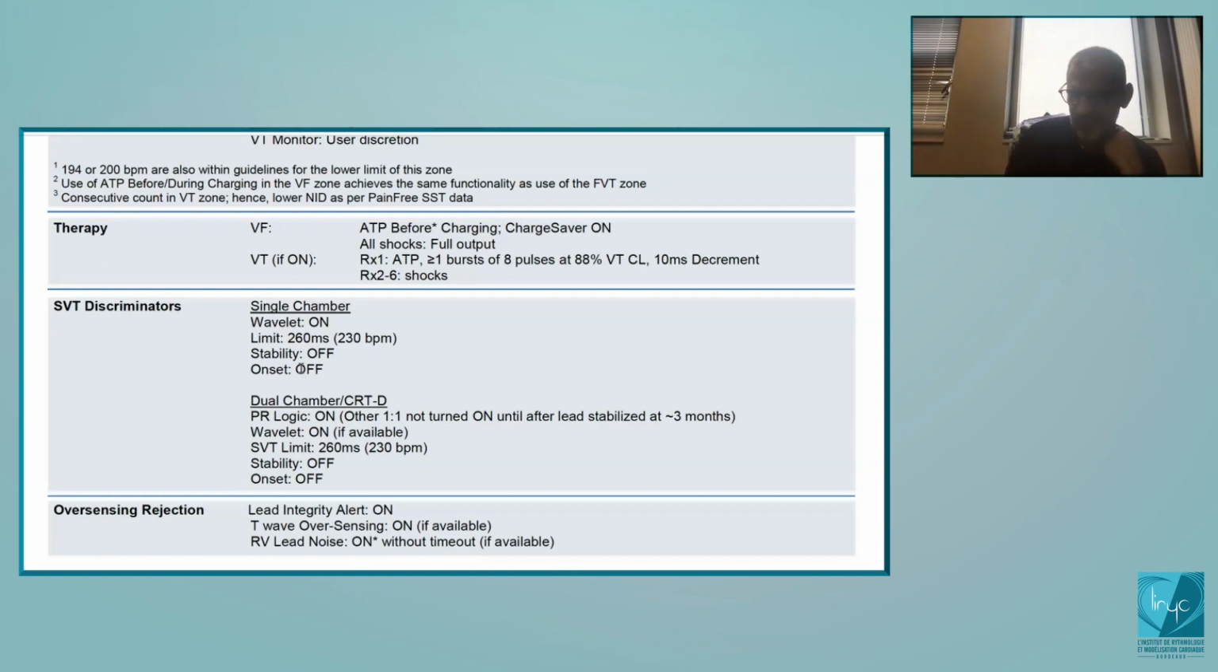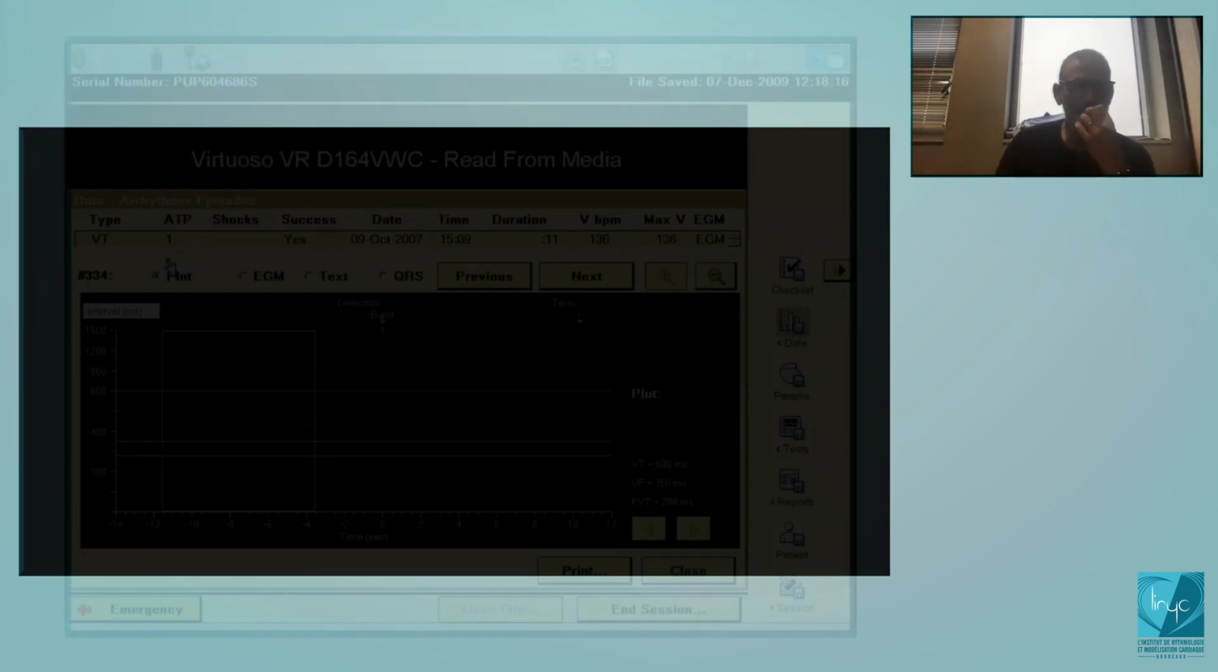So the point today is to explain. I'm going to show you two tracings of single lead ICD, but I will mainly focus on the dual chamber discrimination and try to explain how the PR logic and the wavelets will work, and in which situation you will have an interaction between the PR logic and the wavelets. Okay, so now you can share your screen, the programmer.